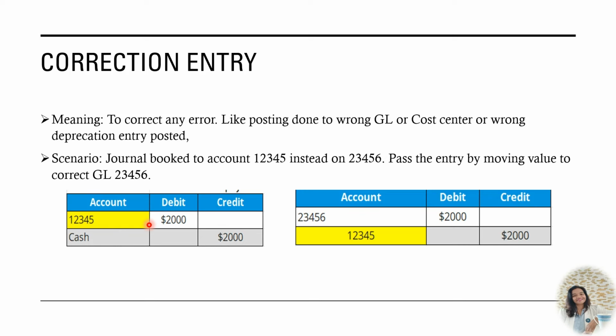So I have to pass the correction entry. For that, I will move this particular balance to the correct account, which is 23456 account debit. I will move it, and I will pass a contra entry against the wrong account that I have used prior. So you will have this correction entry where you are moving the balance to the right account. This is one example of a correction entry. Basically, this can be done for movement of any balance to a GL account, to any cost center account, and maybe for a depreciation posting as well.